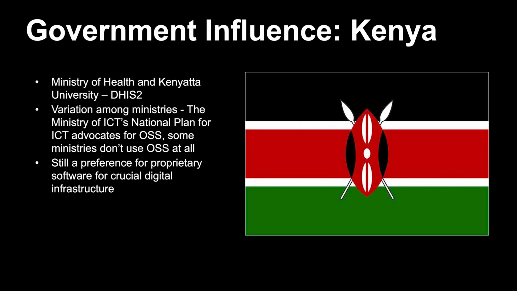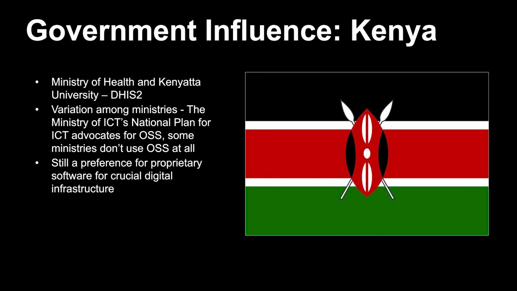Moving on to Kenya, the Kenyan government has a long history of utilizing OSS, and it all started with the DHIS2 health system, which you heard about in earlier sections by Camaley. Kenya was the first national rollout of DHIS2, and the partnership between the health ministry and the Kenyatta University helped bring it to life and led to successes.